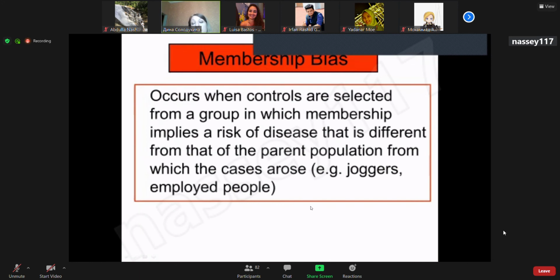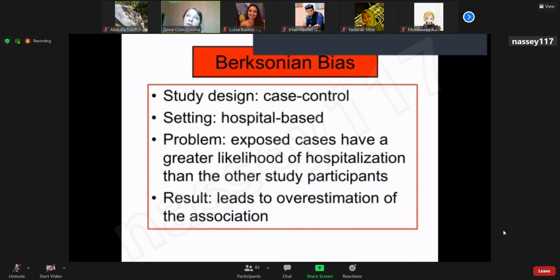Membership bias is also a type of bias which occurs when controls are selected from a group in which membership implies a certain risk of disease, that is different from the parent population from which we selected cases. For example, a group of employed people or joggers that have some specific characteristics that are not typical for other subjects.